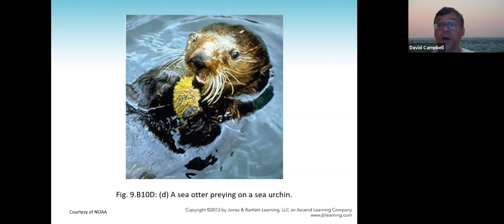But they are particularly good at eating sea urchins, and so having a good population of sea otters helps to make sure the sea urchins don't get too abundant and take over and gobble up all the kelp, like we mentioned earlier.